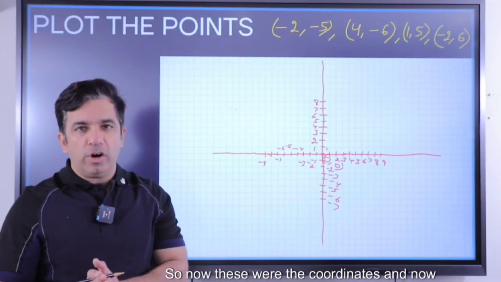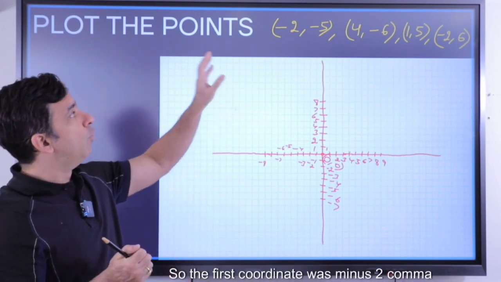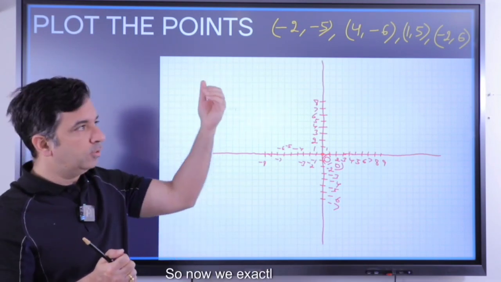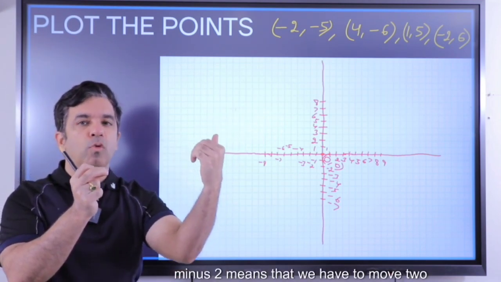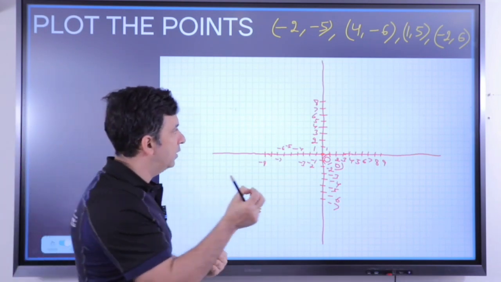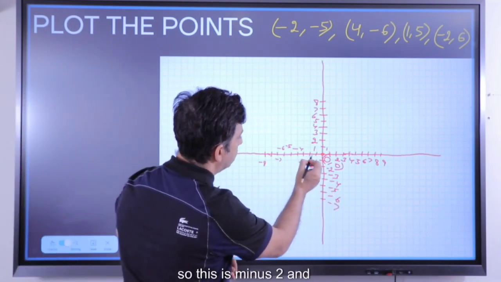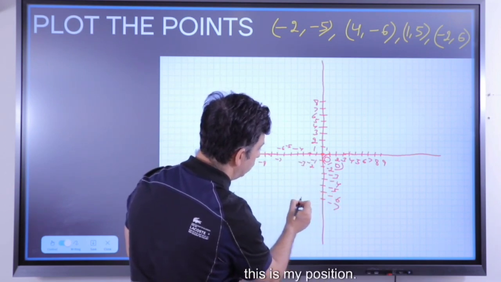So now these were the coordinates, and now we know the exact sense of doing this. The first coordinate was -2 comma -5. Now we exactly know the meaning of this. -2 means that we have to move 2 units to the left, and -5 means 5 units towards the down. So this is -2 and this is -5. So this is my position.